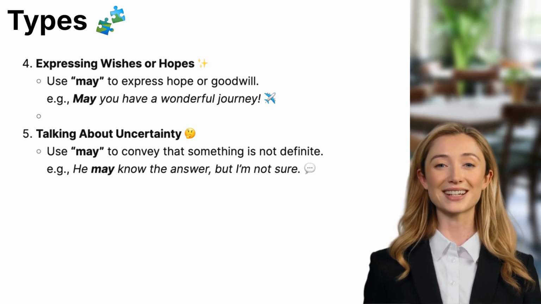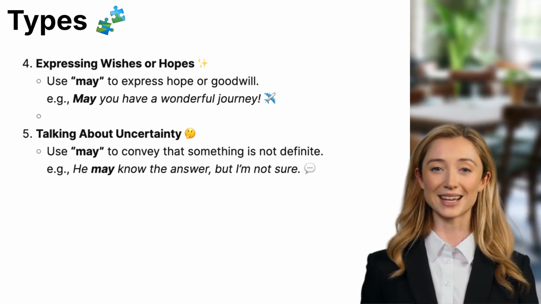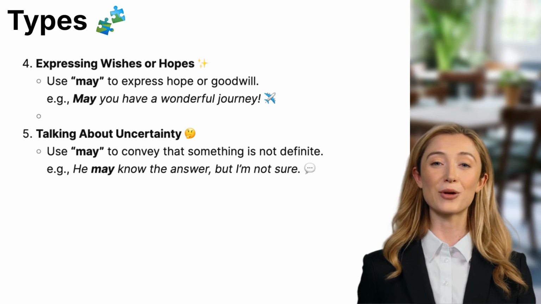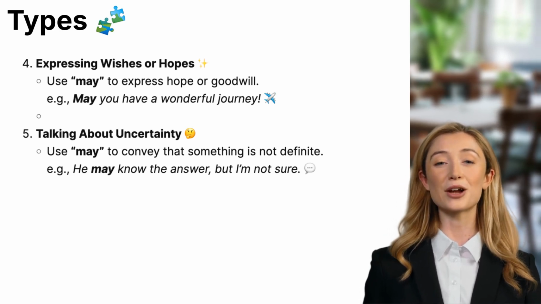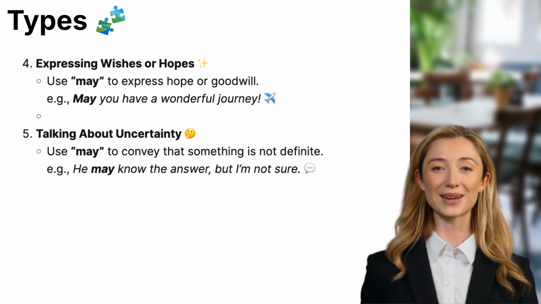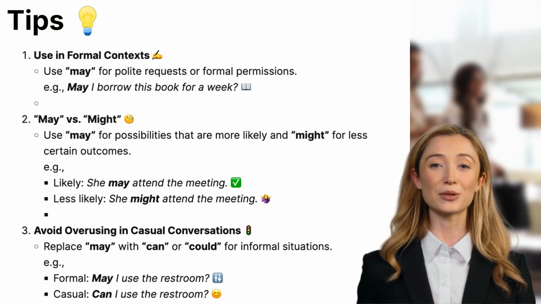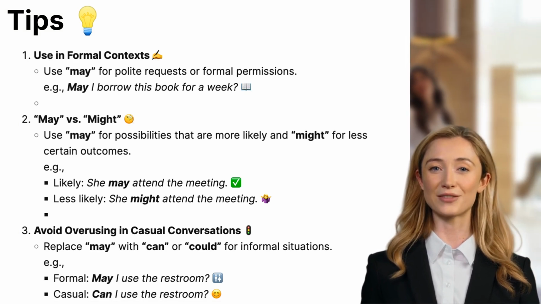This means I am uncertain if he knows the answer. More examples. The store may have the item you're looking for. She may be at home, but I haven't checked. If you want to talk about something that is uncertain, use may. Now that you know the different ways to use may, let's go over some important tips to help you use it naturally in conversations and writing.